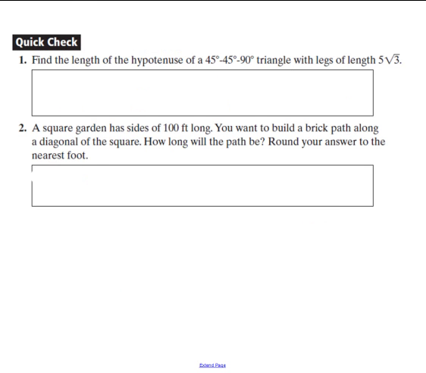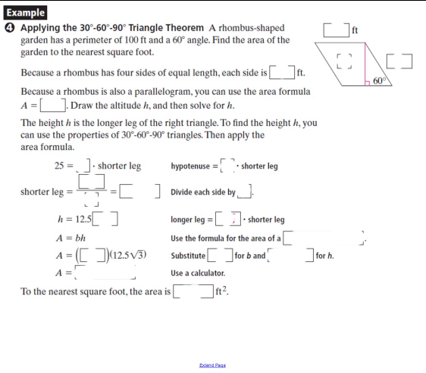Alright, quick checks, as always, are for you to work on your own. We've got one more example and then we're out of here. So another 30, 60, 90. In this case, they tell us it's a rhombus, and it has a perimeter of 100 feet and a 60-degree angle, and they want us to find the area of the garden to the nearest foot.